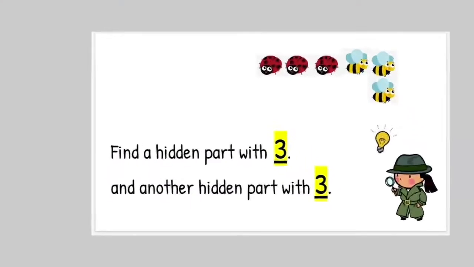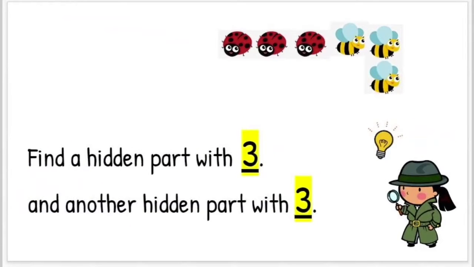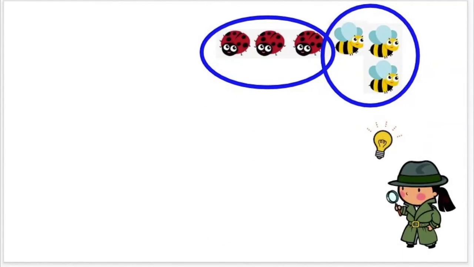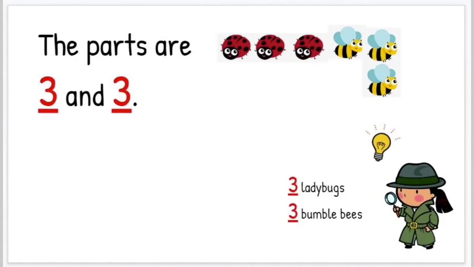Okay, take a look. Can you imagine circling? Use your laser eyes to circle a hidden part of 3 and another hidden part of 3. Is that what you imagined? Okay, we organized our thinking by circling. Let's go back to that.